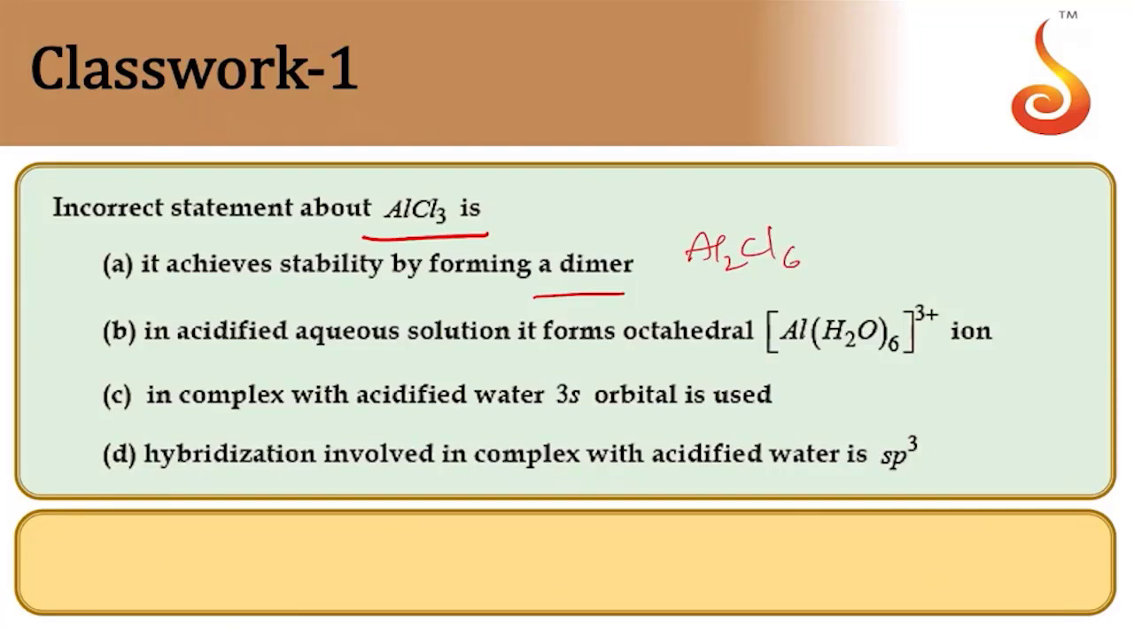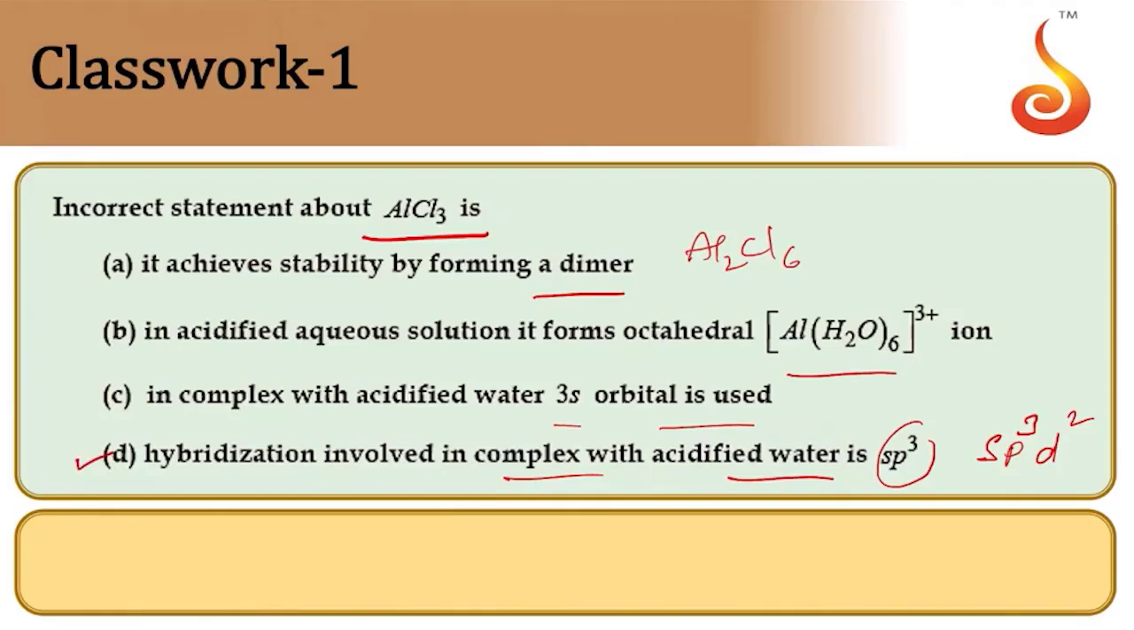In acidified aqueous solution it forms an octahedral structure, which is also correct. In the complex with acidified water, the 3s orbital is used, so aluminum uses 3s orbitals for complex formation to achieve sp3d2 hybridization. The statement that the hybridization involved in the complex formation with acidified water is sp3 is wrong. It is not sp3, it is sp3d2. Therefore, the incorrect statement is option D.